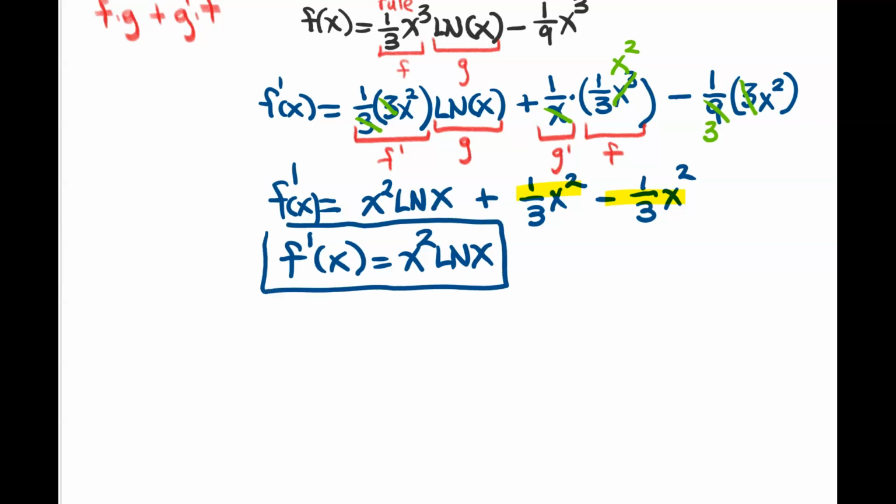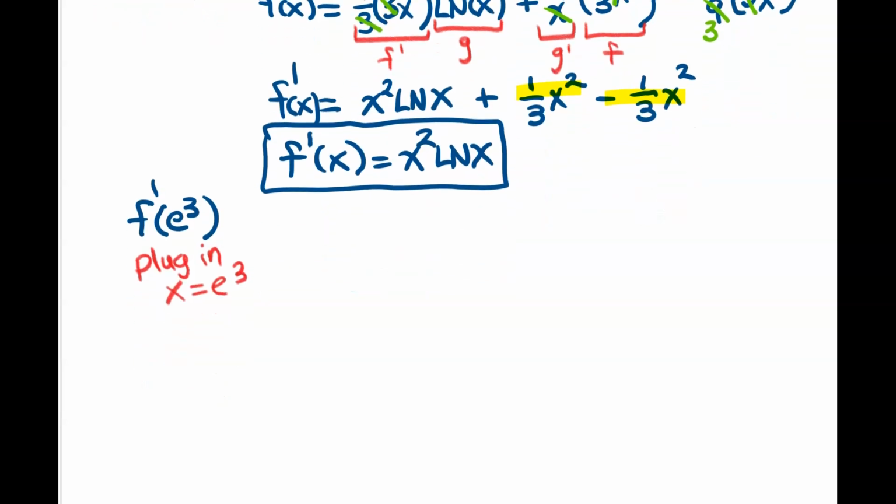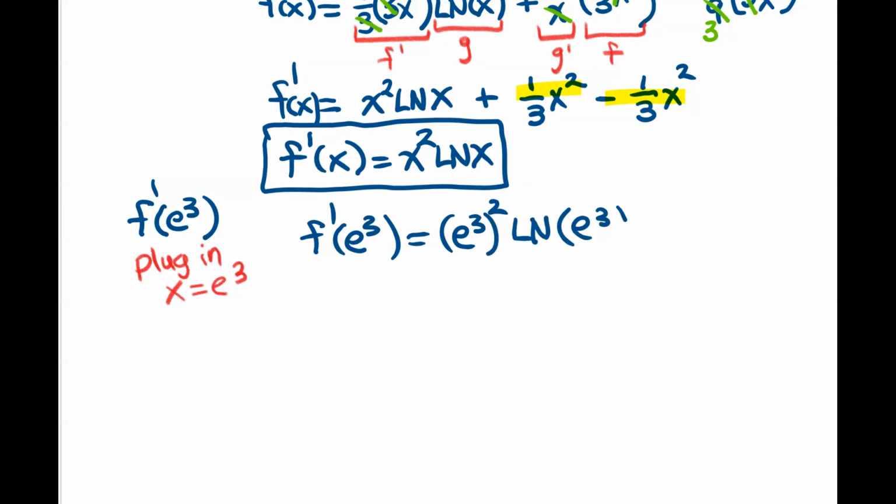All right, now there was a second part to this. It said get the derivative, but then it also wanted me to find f prime at e cubed. So all I'm going to do to accomplish that is plug in e cubed. So here we go. I'm going to plug in x is the e cubed, and then I'm just going to do a little bit of cleaning up here. All right, so f prime of e cubed is going to be, plug e cubed in here for the x, that's got the squared on it, natural log, and plug in e cubed.